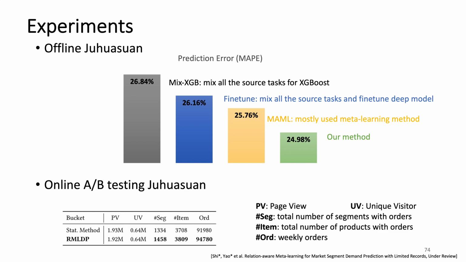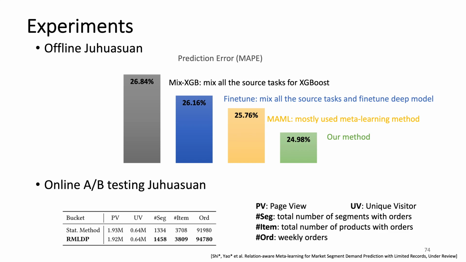For the fine-tune baseline, we mix all the source tasks and fine-tune the deeper model. In this deeper model, it covers the seasonal information and the closeness information. And for MeLU, this mostly uses meta-learning methods, which include the inner loop update. And our method can achieve the best performance.